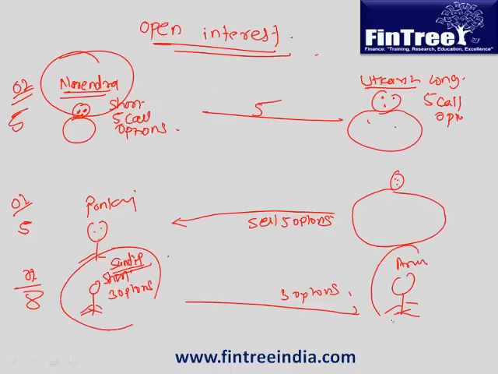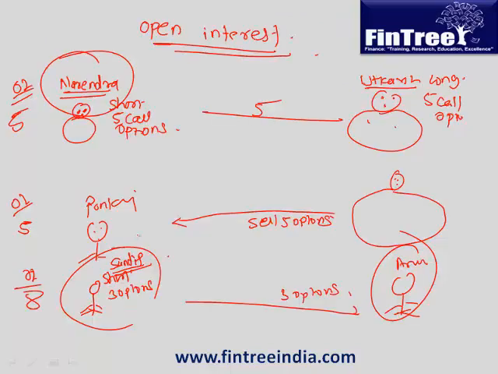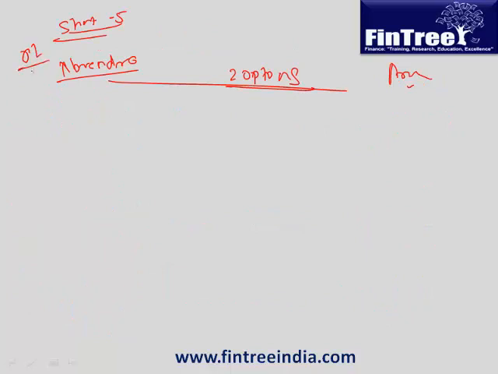from, let us say, Arun. Okay, so Narendra originally had a short position of 5. Now he's taken a long position of 2. That means he issued them and he bought them back, isn't it? So open interest reduced, and now open interest is how much? 6.